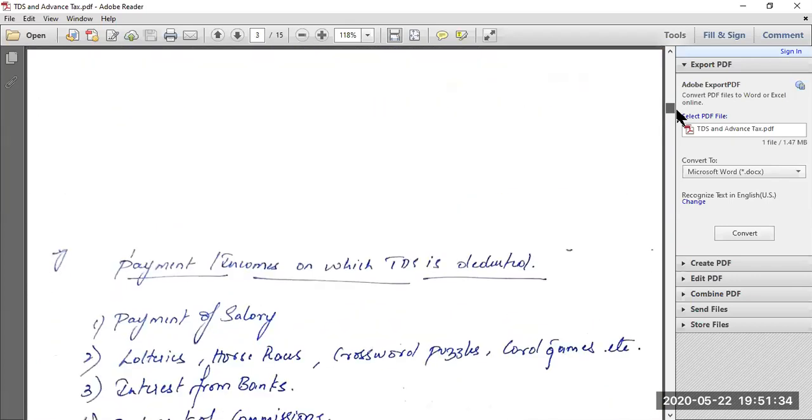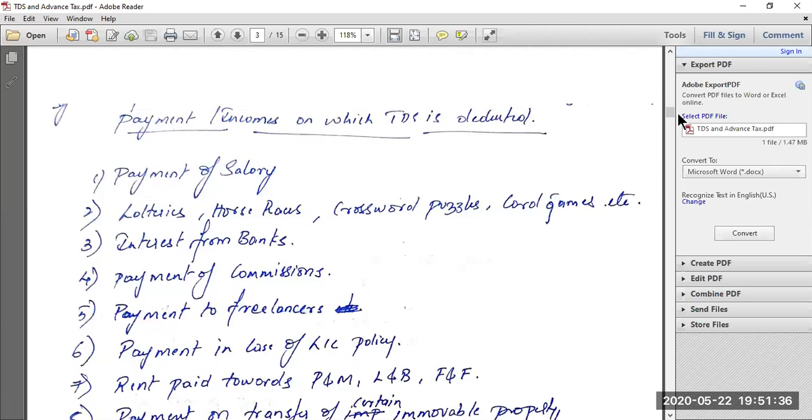Then again, let us understand what are the different payments and incomes on which the TDS is compulsorily deducted. Now, there are certain payments or incomes on which TDS has to be compulsorily deducted. So, payment of salary. In case of payment of salary, again, TDS has to be mandatorily deducted. Then winnings from lotteries, horse races, crossword puzzles and card games. In case of all these incomes, a certain percentage of TDS will be deducted.